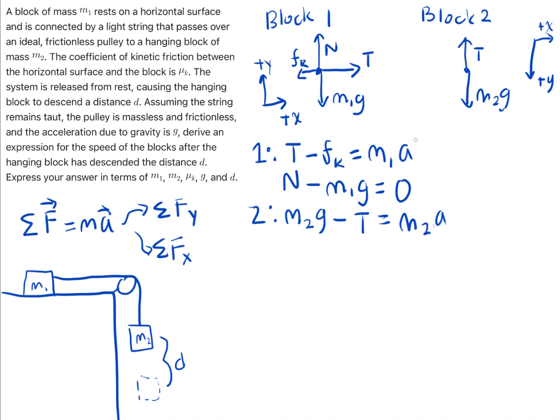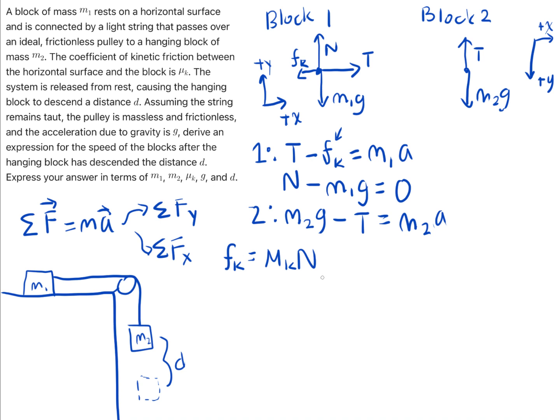And now, if we can somehow solve for a, then we can actually perhaps use kinematics to figure out what the velocity will be after it falls a distance d. So let's start by figuring out how we can get to a. So first notice that we have this force of kinetic friction here that is currently unknown. But we have a formula that says that the force of kinetic friction is equal to the coefficient of kinetic friction times the normal force.